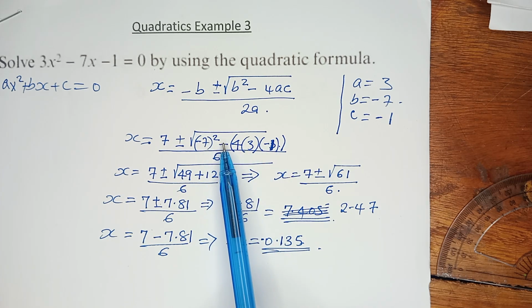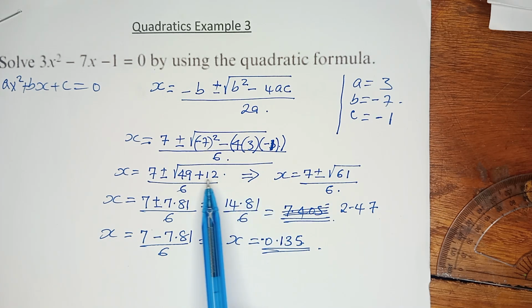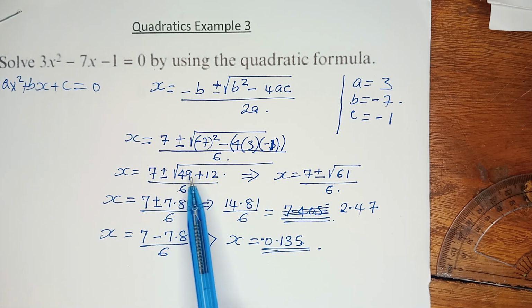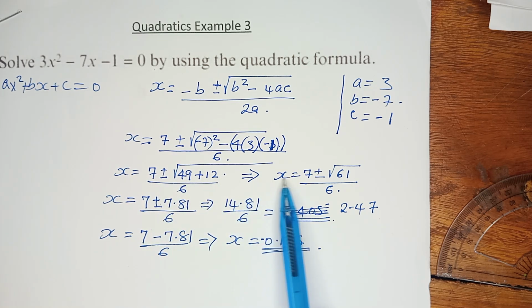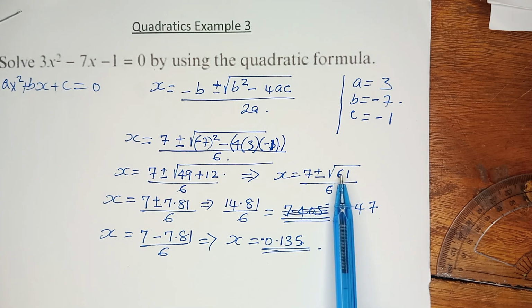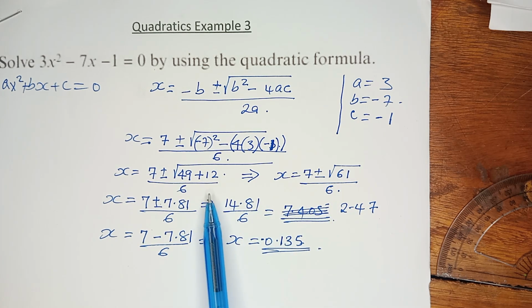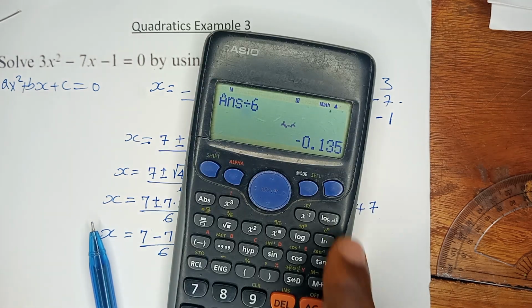Now we are supposed to subtract -12. That means we are adding 12. So 49 plus 12, everything over 6. And it goes without saying now, it is 7 plus or minus the square root of 49 plus 12, which is 61. So the root of 61, everything over 6. And as you can see, the square root of 61 is 7.81 to 2 decimal places.